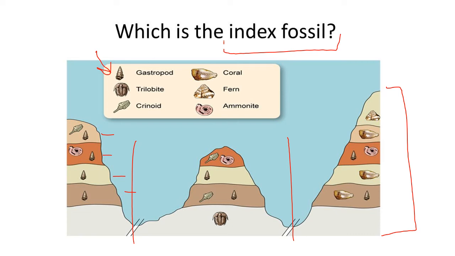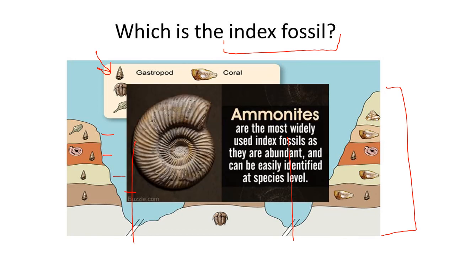Alright, so I hope you used the criteria we talked about on the last slide. So what was the first thing? Yep, they should have only lived for a short period of time, and they should be abundant, or there's a lot of them in a lot of different locations. So did we come up with it? If you guessed the ammonites, you are correct.